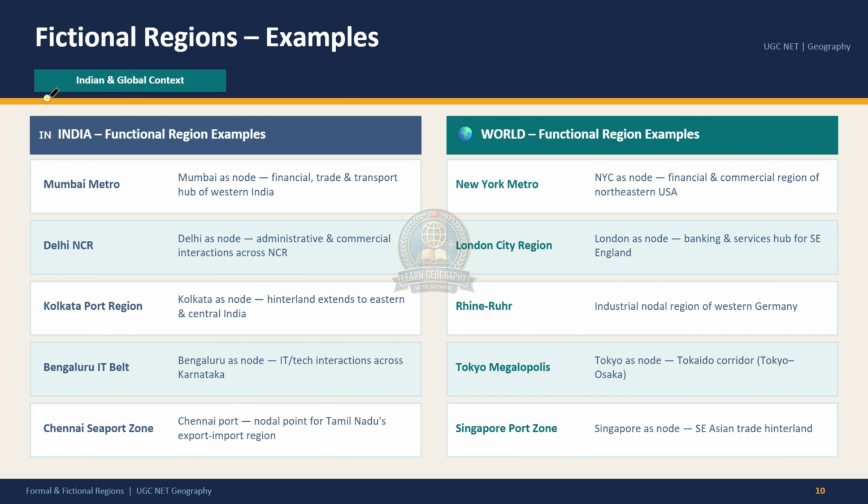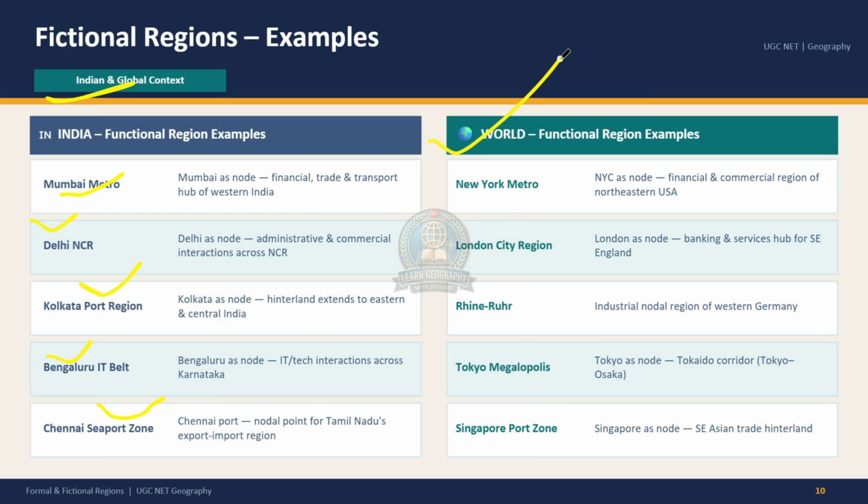Okay, now the Indian and global context, functional regions examples. Mumbai Metro: Mumbai is a node, a financial, trade and transport hub of Western India. Delhi NCR: Delhi is a node, with administrative and commercial interaction across the NCR. Kolkata Port Region: Kolkata is a node, its hinterland extends to eastern and central India. Bengaluru IT Belt: Bengaluru is a node, with IT and tech interaction across Karnataka. Chennai Seaport Zone: Chennai Port is the nodal point for Tamil Nadu's export-import regions.